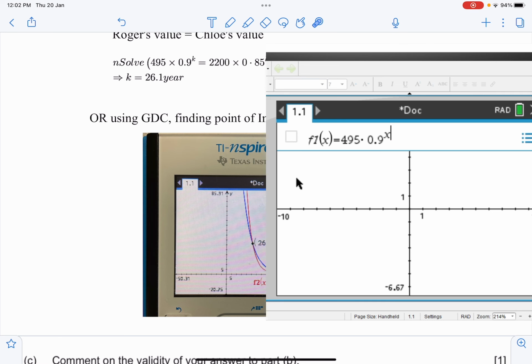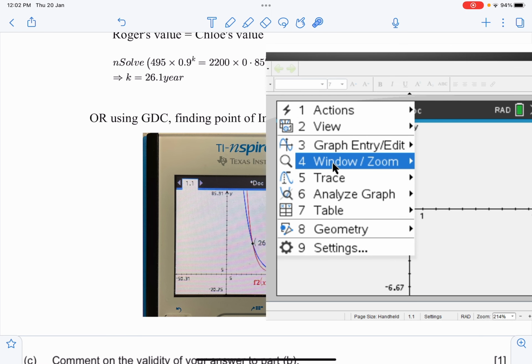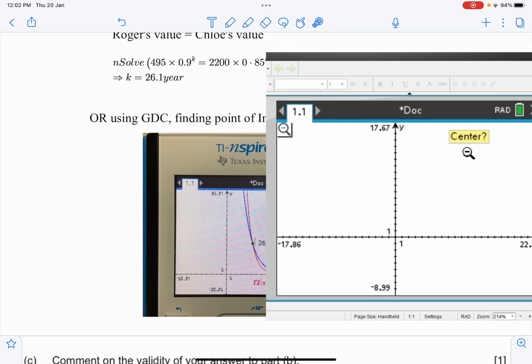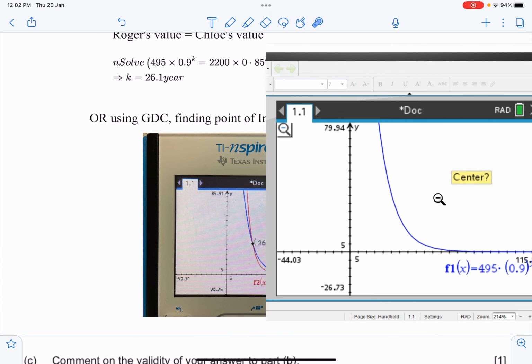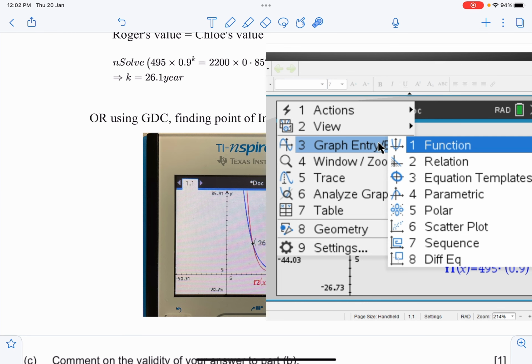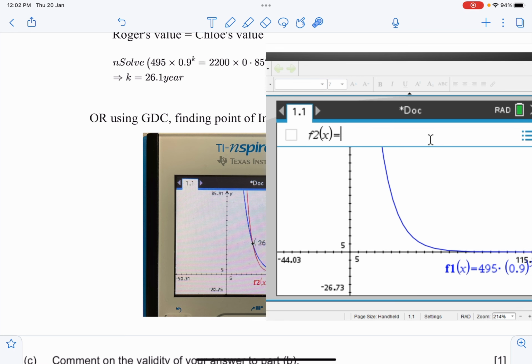Now the graph is not visible. So what I will do is go to Window, zoom, and then zoom out, and keep pressing so that the graph is visible. Now the graph is visible. Again I will press menu, then graph, edit, function, and add another graph. It will be Cole's part: 2200 into 0.85 to the power x.